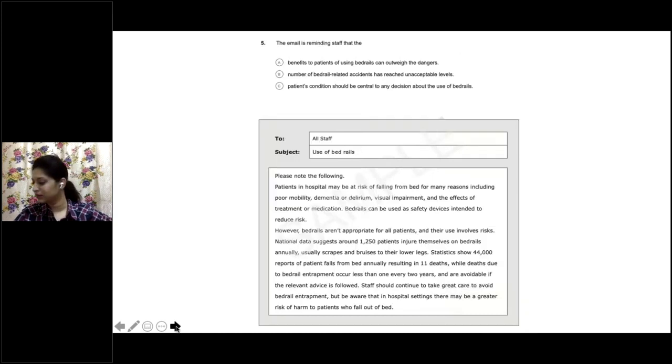So this is part B. This is what I mean by gist, because in this question you are reading for the gist of it. You don't need to know the exact word-to-word meaning. They're saying the email is reminding the staff that, making sure that you get a general idea of the email, like the point of the email at the end of the day. So this is your extract.